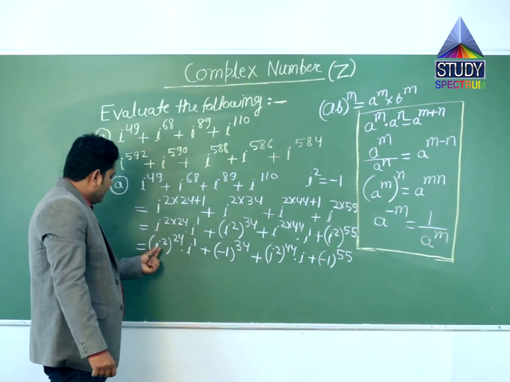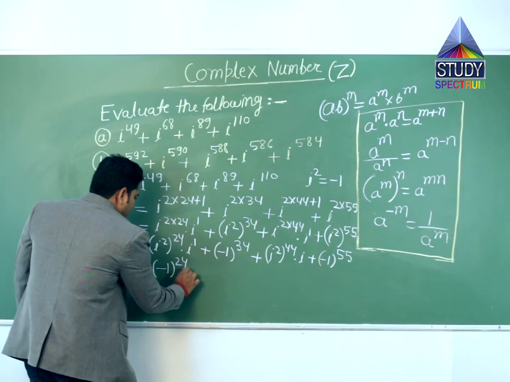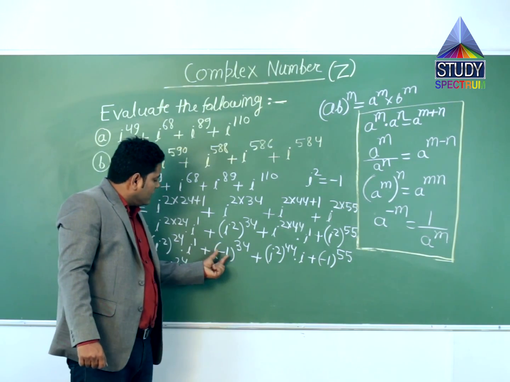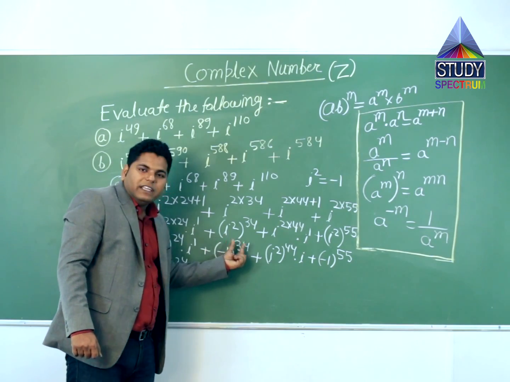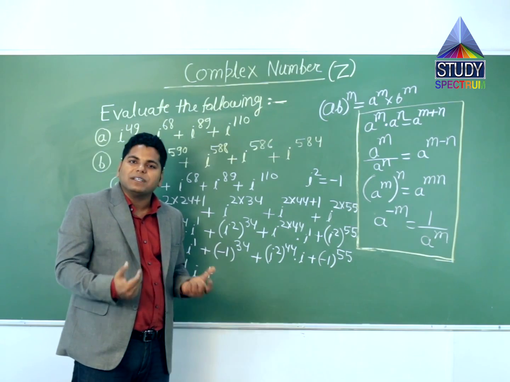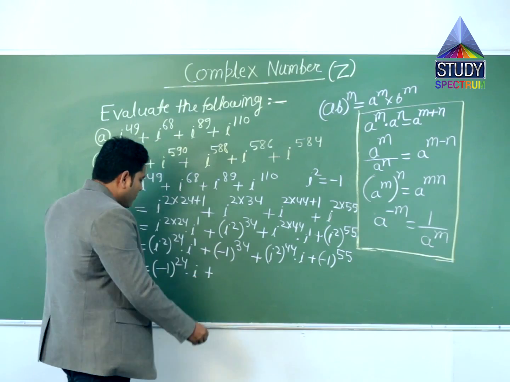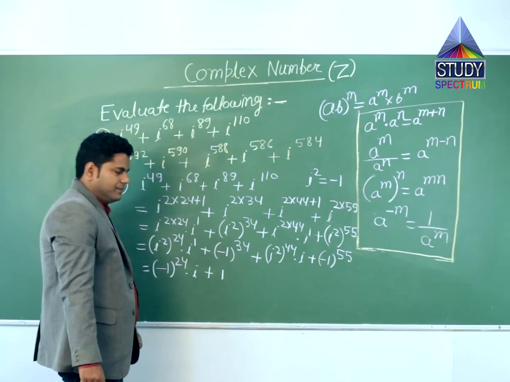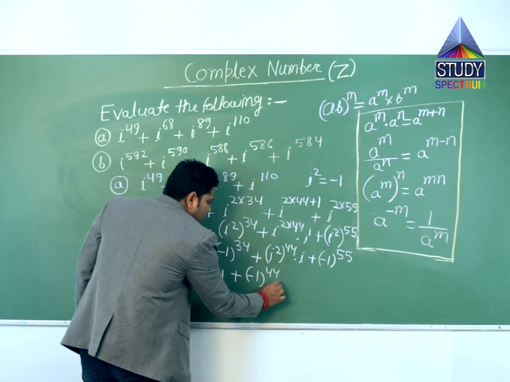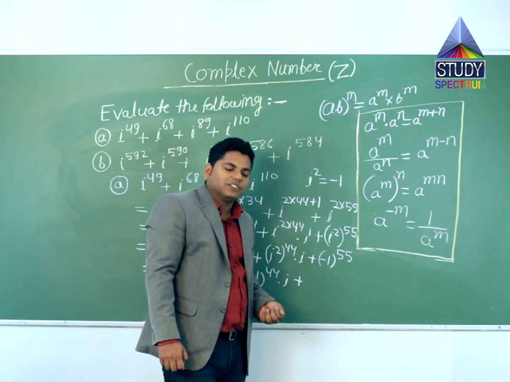When we put i square as minus 1, we get minus 1 to the power 24 into i, plus here we have minus 1 to the power even power. When you multiply minus even times, you will get plus. So minus 1 to the power 34 is plus 1, so it will be plus 1. Here I will put i square as minus 1 to the power 44 into i. Here we have minus 1 to the power odd power, so we will get minus 1.